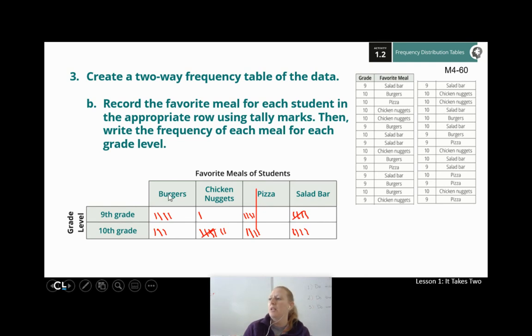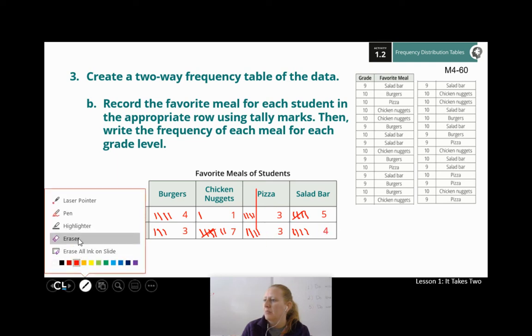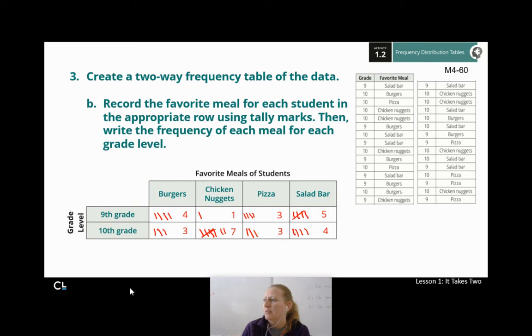So if we count all these up, I've got 4, 1, 4, 5, 3, 7, 4, and 4. So hang on, I'm going to bring in all my numbers here. Sorry, I must have miscounted. I accidentally counted somebody extra. There, is that better?